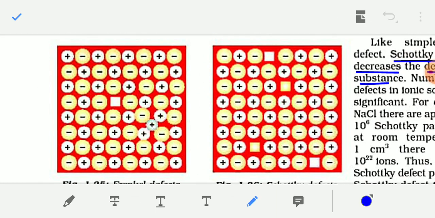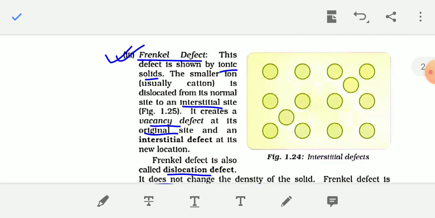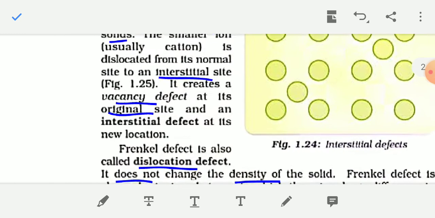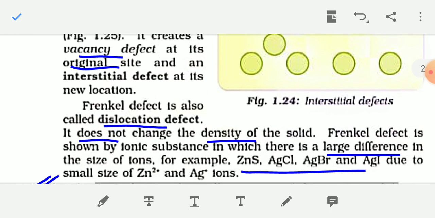I am showing you what Frankel defect is. This is the Frankel defect. Actually, this is an interstitial defect. The cation is displaced from its original site, and you can see this is the interstitial site. The cation is present in the interstitial site, but its original position is this one. So Frankel defect is mainly an interstitial defect. The smaller cation is dislocated from its normal site to an interstitial site, creating a vacancy defect at its original site and an interstitial defect at its new location.